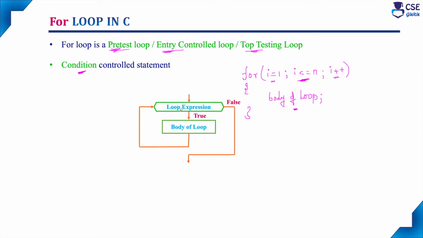If you consider the structure of the for loop, first the loop expression will be there. Only when the loop expression is evaluated to true, then only the body of the loop will execute. Suppose the loop expression is false first itself, the body of the loop will not at all execute. Control will flow to the next statements in the C code. So this is the structure of the for loop.